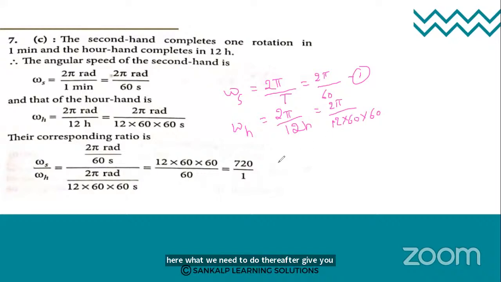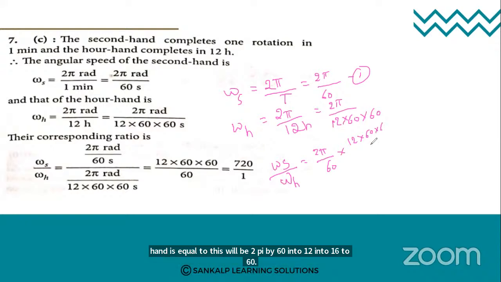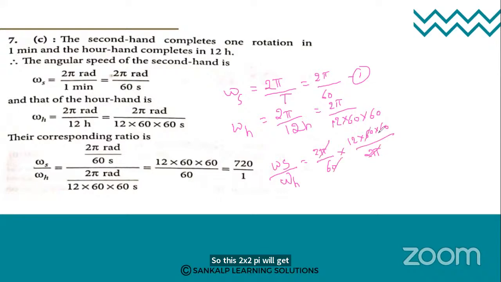So when we take the ratio, what happens? The ratio of the angular velocity of the second hand to the angular velocity of the hour hand is equal to 2 pi by 60 into 12 into 60 into 60 divided by 2 pi. So this 2 pi will get cancelled, 60 will get cancelled. We will have only 12 into 60. So 12 into 6 it will be 720. So therefore 720 by 1, option.